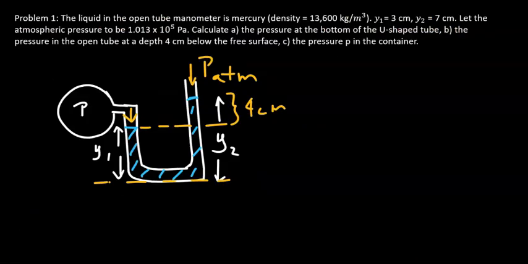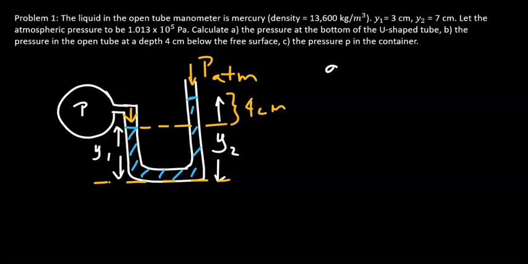Problem 1. The liquid in the open tube manometer. So this arrangement is called manometer. The liquid in the open tube manometer is mercury, the density of which is 13,600 kg per cubic meter. Y1 is 3 cm and Y2 is 7 centimeters. Let the atmospheric pressure be 1.013 times 10 to the power 5 Pascal. Calculate the pressure at the bottom of the U-shaped tube.